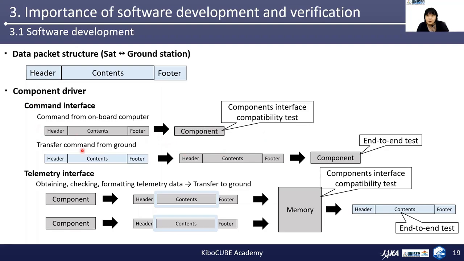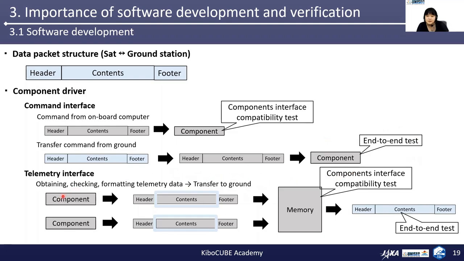After validation of the device-dependent command, we also have to check the handling ability of the device control command from the ground station. In this part, the software transfers the ground station command to the device by analyzing the ground station command and sending the corresponding device-dependent command.